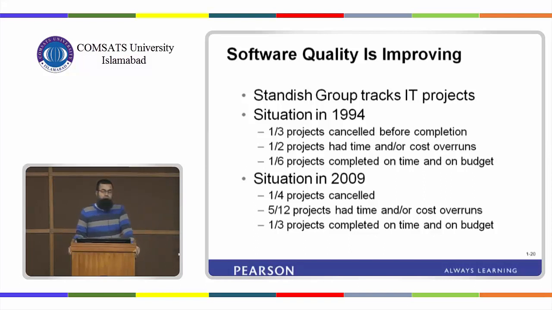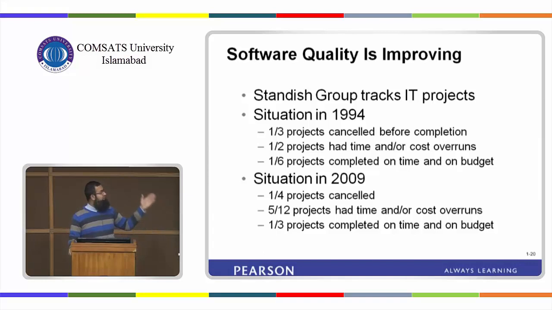And they analyzed that one third of the projects are cancelled before completion. Similarly, half of the projects are over time, beyond the time that was allocated, and obviously cost more than what was estimated. Just one project out of 6 completed on time and budget. That is really a poor figure: out of 6, just one is on time.